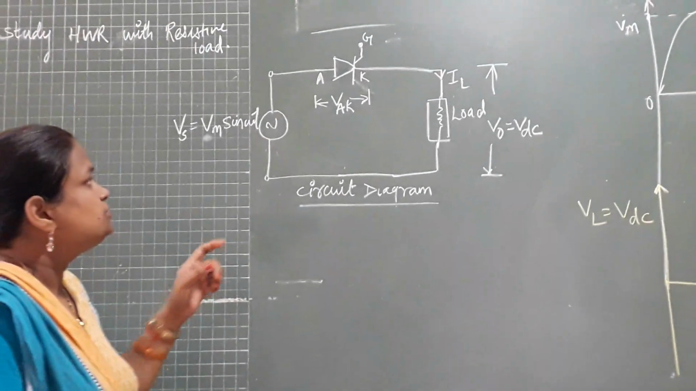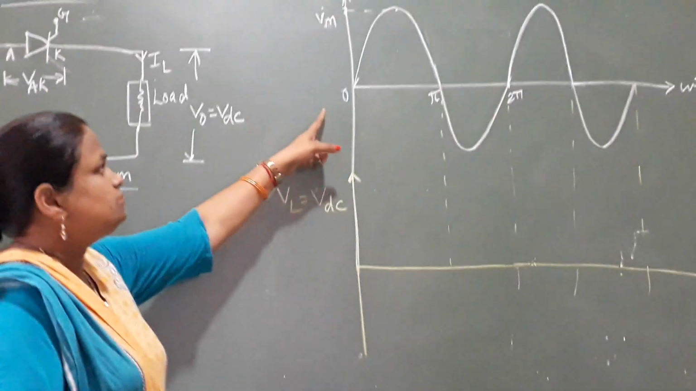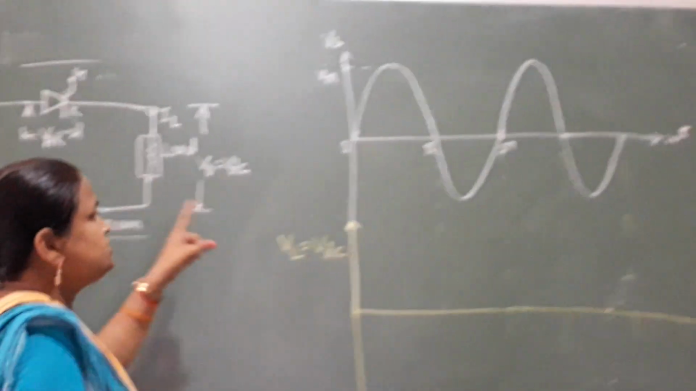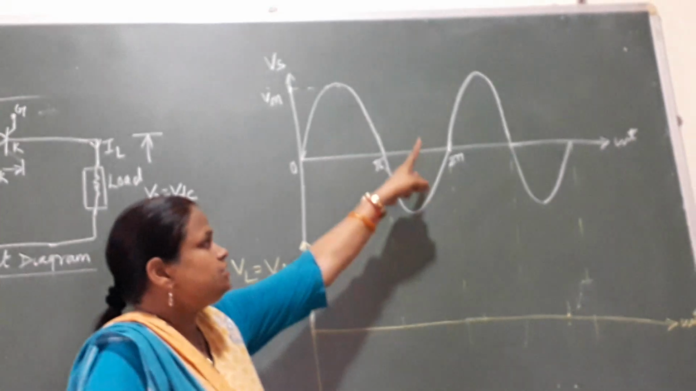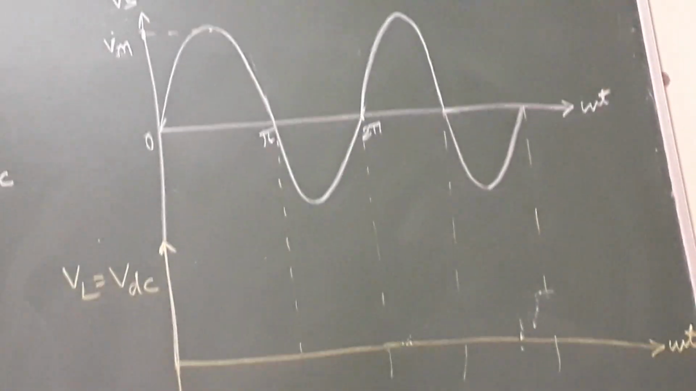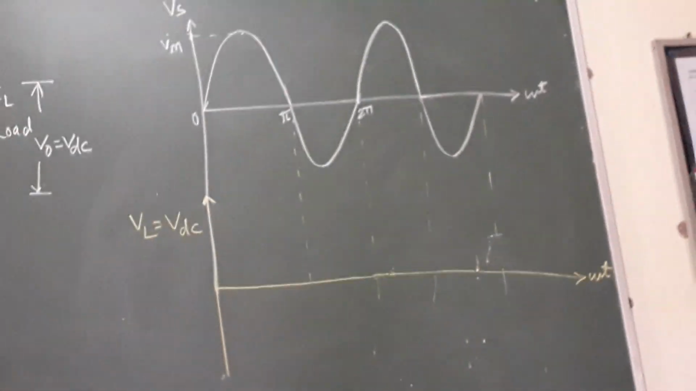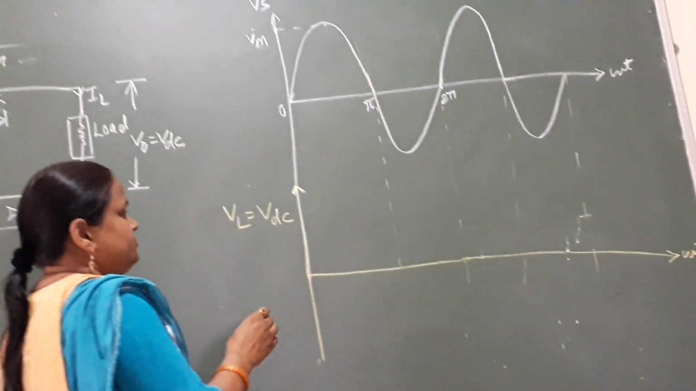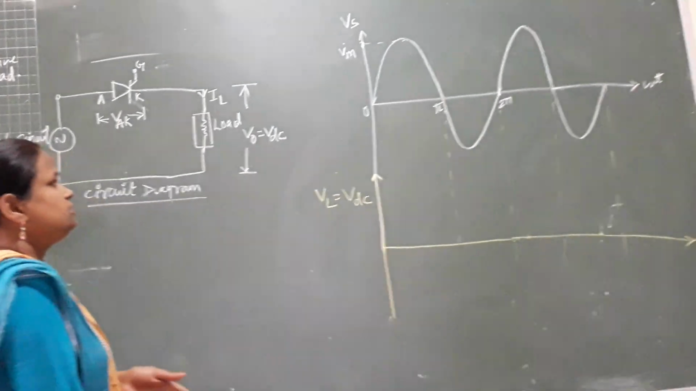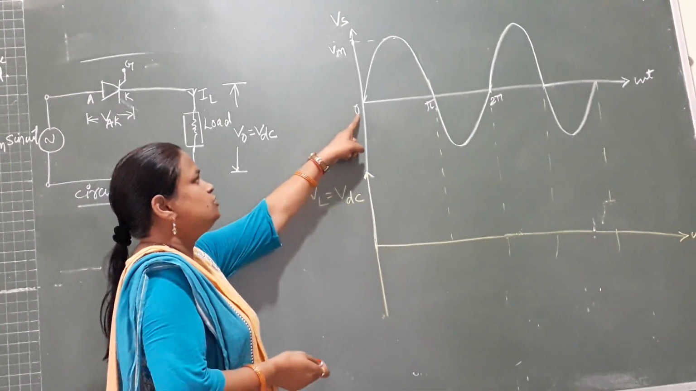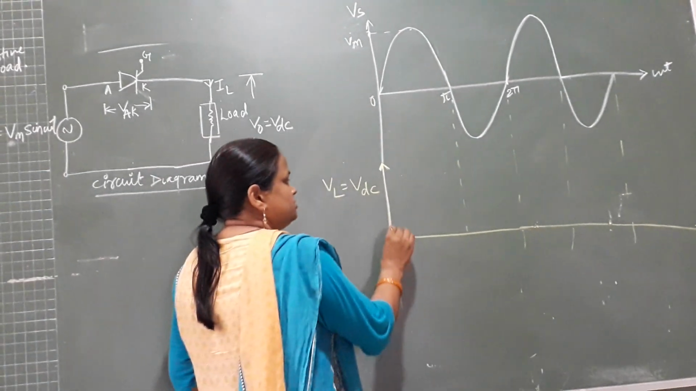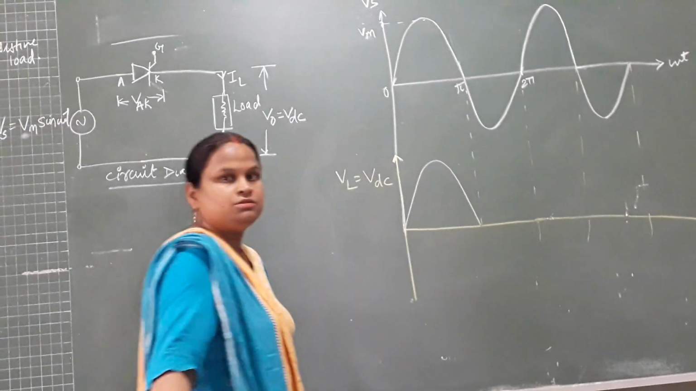Let us understand by the waveform how the circuit will operate. The supply is an AC signal, so I have put an AC signal as the supply signal. Let us find out the output, which will be DC, that is the load voltage. If this switch were a diode, it would conduct from omega t equal to 0 to omega t equal to pi. This would be the output in case of a diode as the switch.